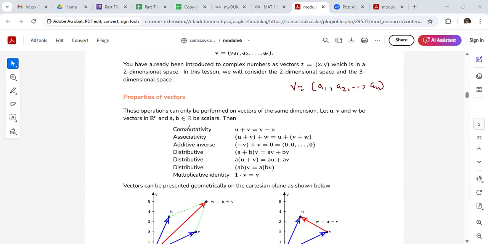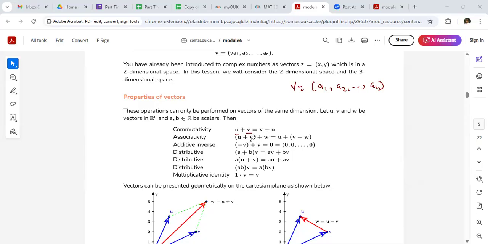The first property is that when you're adding vectors, the order doesn't matter. If you're adding two vectors, they are commutative, they actually commute under addition. Whether you start with u or start with v, the result will still be the same. Then you have the associative property, which allows you to distribute the brackets.